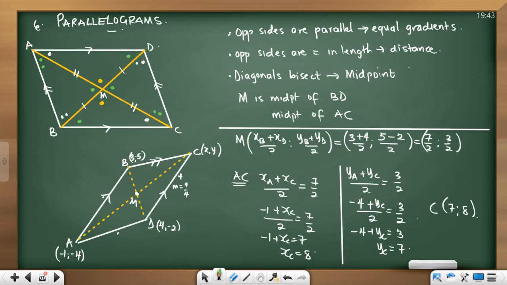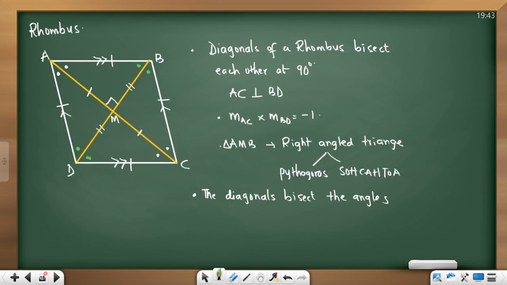If I go back to a parallelogram, yes, I have the diagonals bisecting, but not at 90 degrees because the adjacent sides are different in length. But here, the adjacent sides are equal. All right? Adjacent sides are equal. Let's just put that down. Opposite sides are parallel. And then I'd say, all sides are equal in length.